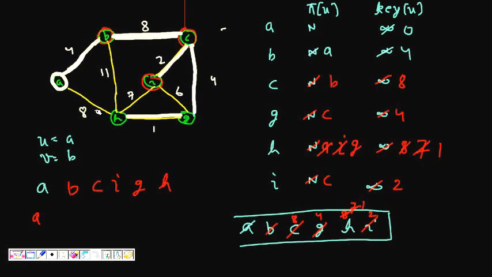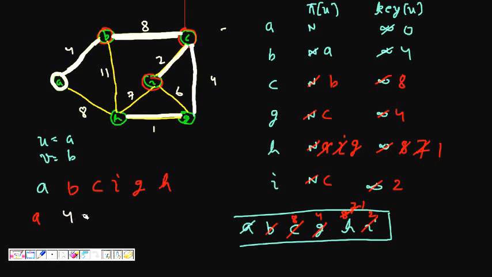So we see that we had how many? 6 nodes. So we have now 1, 2, 3, 4, 5 edges, and this is the minimum spanning tree. Okay, so now let's see what is the weight of this tree.